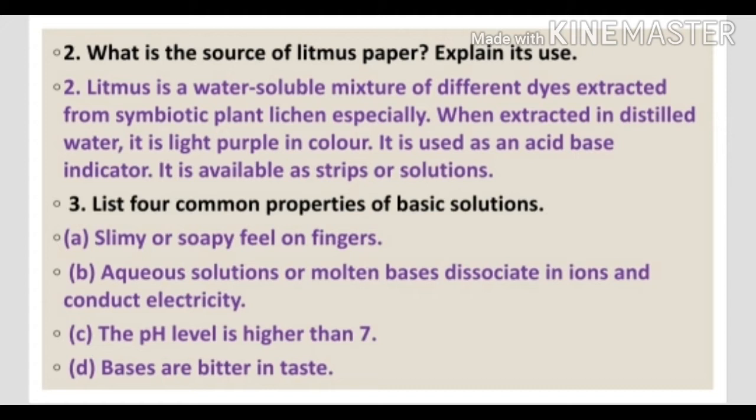Litmus is a water soluble mixture of different dyes which are extracted from the symbiotic plant lichen. Okay, lichen especially. Lichen is a symbiotic plant, meaning a symbiotic association of algae and fungus. Algae and fungus live together, so that is called lichen. So litmus is obtained from the lichen, and when extracted in distilled water, it is light purple in color. Means the solution of the litmus is light purple in color.